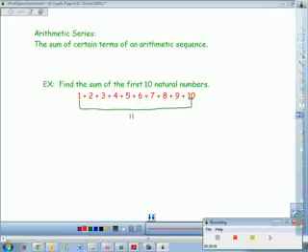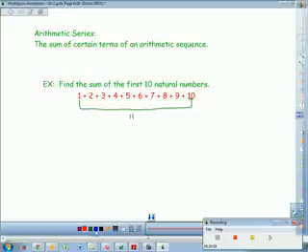What an arithmetic series is, it's the sum of certain terms of an arithmetic sequence. So they give you an arithmetic sequence. Isn't that just a listing of certain terms, right? Like this, 2, 4, 6, 8, 10, 12, 14, 16, 18. That's an arithmetic sequence, right? How long could I go for, though? Forever and ever, right? Arithmetic sequences go on forever, hence the dot, dot, dots.